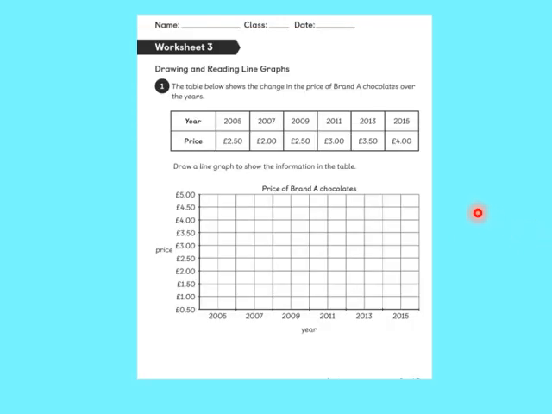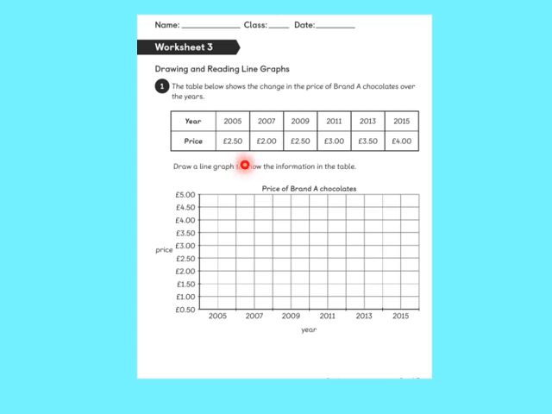So here is today's worksheet, and you're going to be drawing and reading line graphs. So the table below shows the change in price of brand A chocolates over the years. So here are the years here, and then we have the price here. We have to draw a line graph to show the information in the table. Now I'm going to help you with the first part of this to get you started.